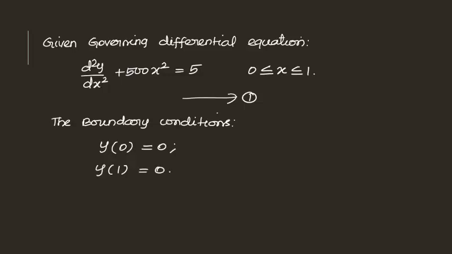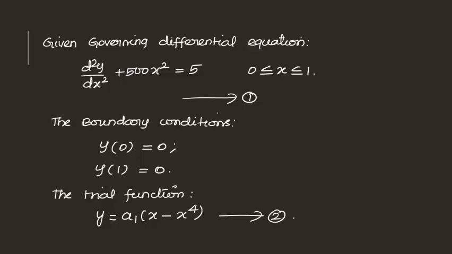The trial function for the given problem is given as y is equal to a1 into x minus x power 4. We can take this as equation 2. So now before starting the problem we have to check whether the given trial function satisfies the given boundary conditions or not. So first apply the first boundary condition.